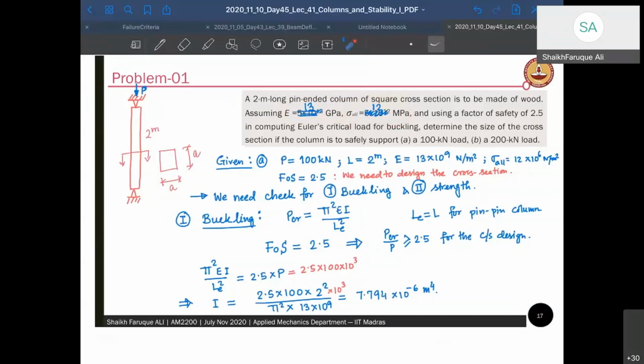Using a factor of safety of 2.5, so there is a factor of safety that is given of 2.5 in computing the Euler critical load for buckling. Determine the size of the cross section. So I have to design A, right? So this is a design problem.